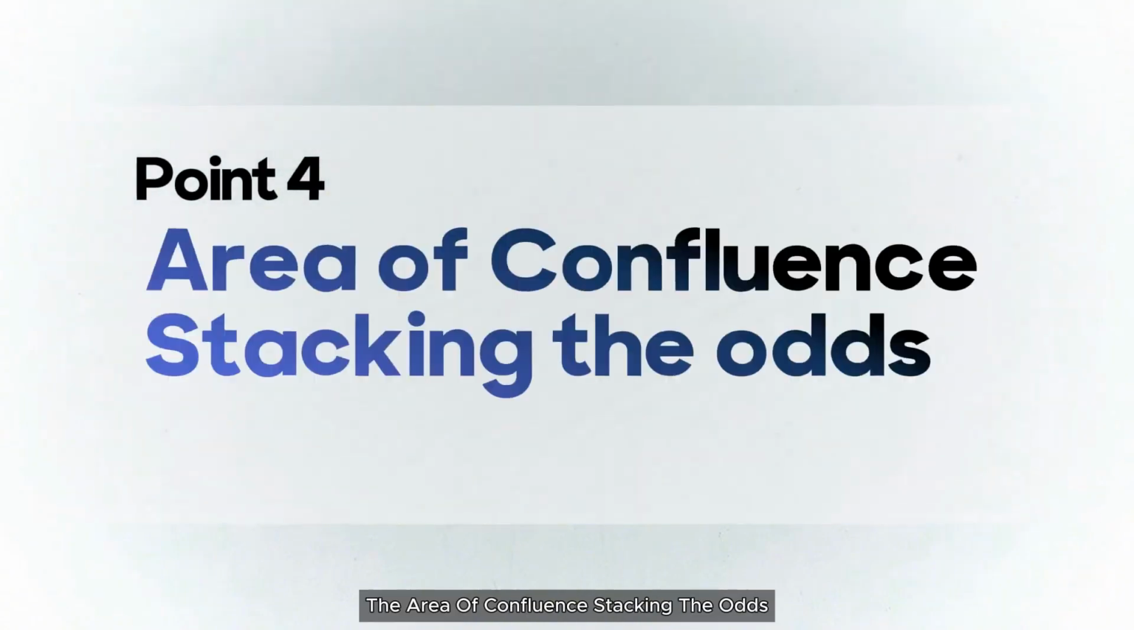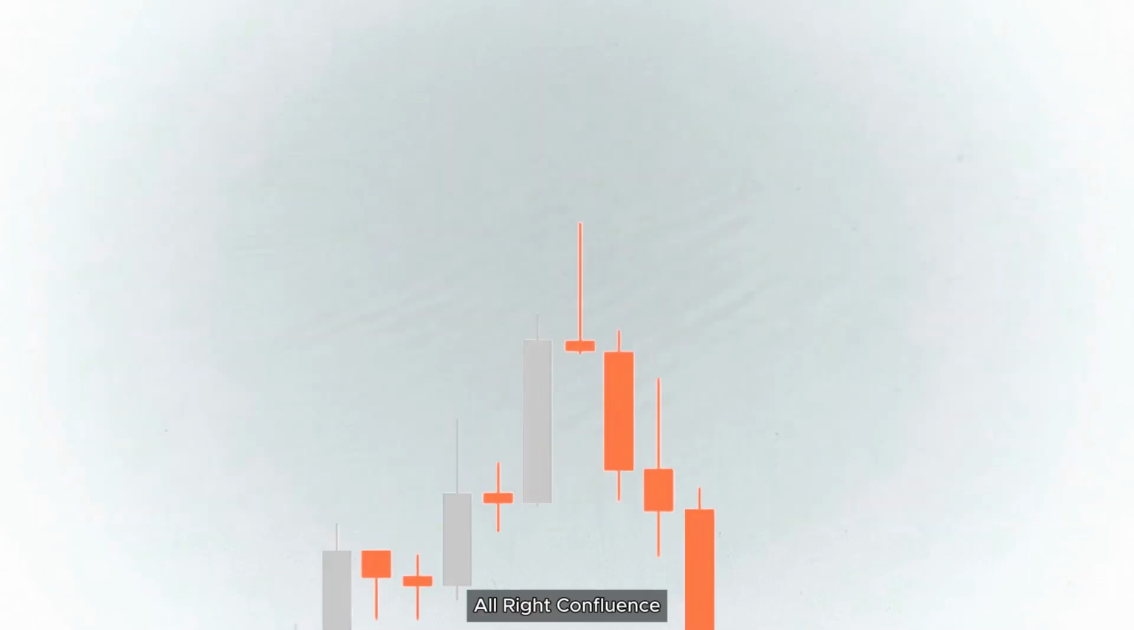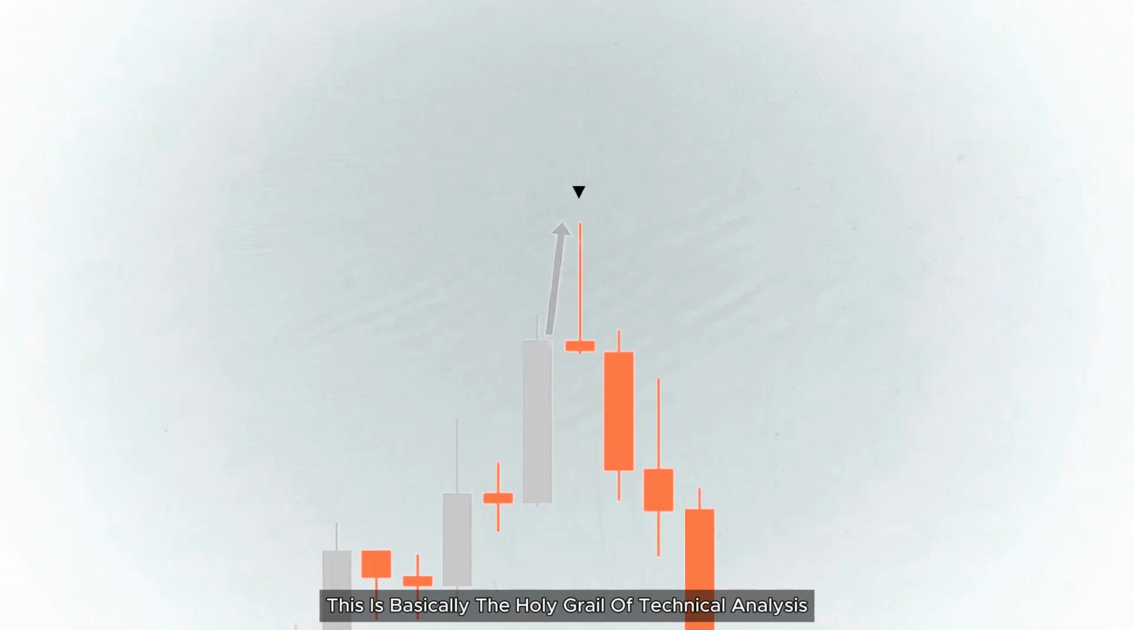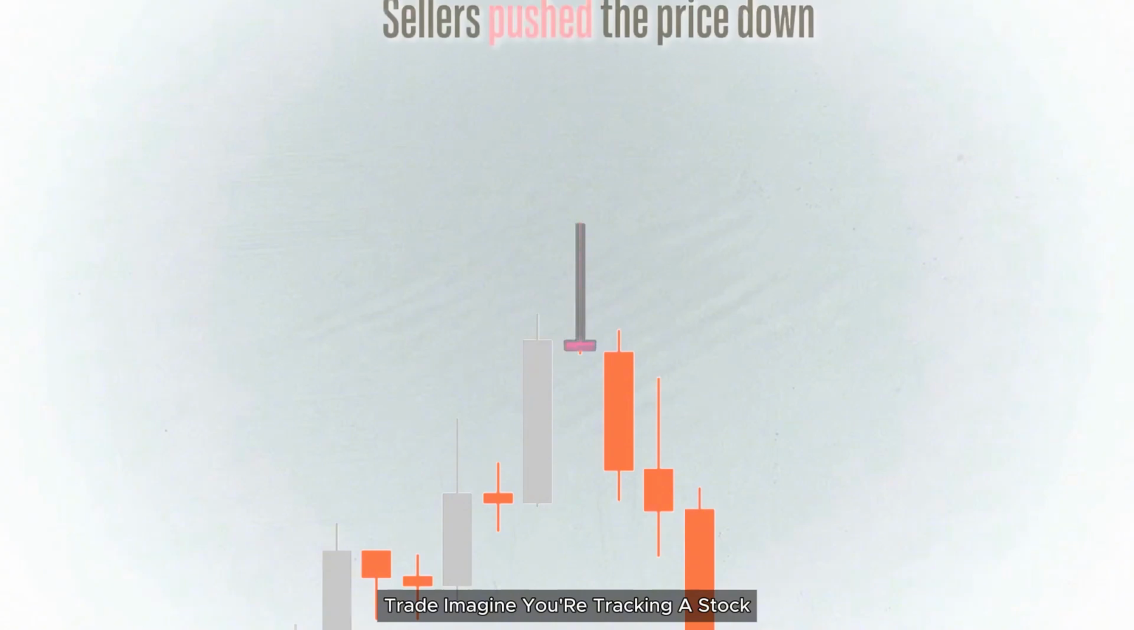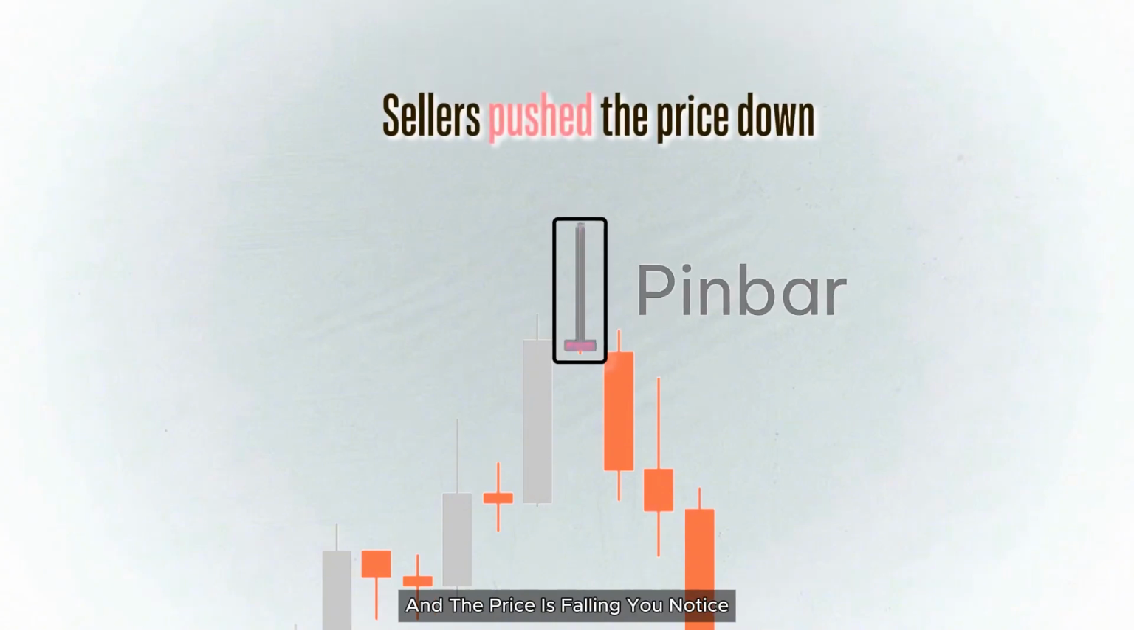Section 4. The area of confluence, stacking the odds. Alright, confluence. This is basically the holy grail of technical analysis. It's defined as the exact point on a chart where multiple independent supporting factors overlap. And honestly, this brilliantly illustrates how the professionals trade. Imagine you're tracking a stock and the price is falling. You notice it's approaching a historical resistance line that has recently flipped to act as support.